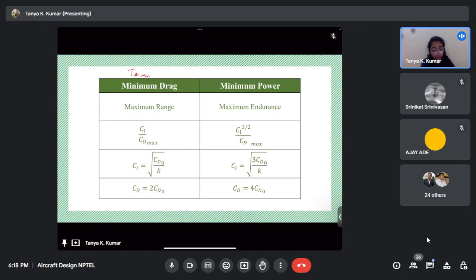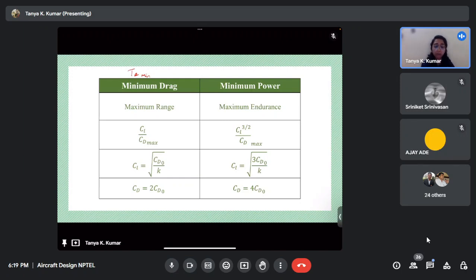So for minimum drag, you have CL by CD max. Sir keeps mentioning the L by D max. It also corresponds to minimum drag. When it is minimum drag, CL by CD will be maximum. And when it is minimum power, CL raised to 3 by 2 by CD, that ratio will be maximum. So at these two conditions, you must remember the values for CL and CD. These are used vastly in your design course.